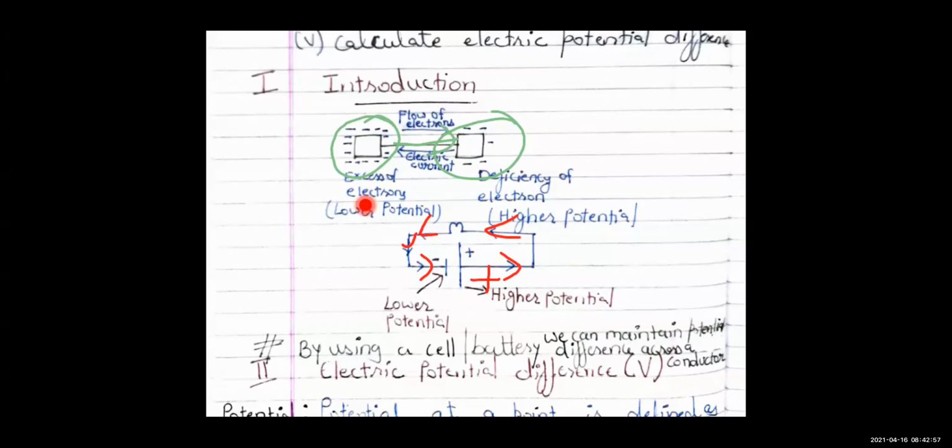Okay. So what happens, children? Here the electrons, they start flowing, right? यहाँ पे electrons आने लग जाएंगे, right? And what will happen at one time? The number of electrons on both the body A and B, they become equal.